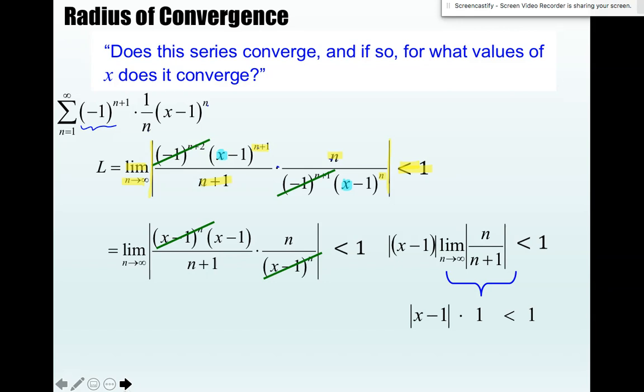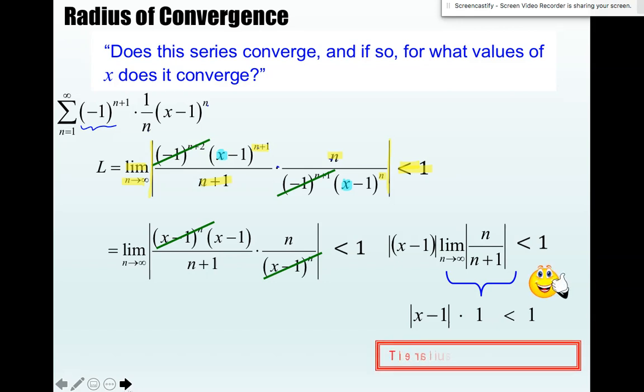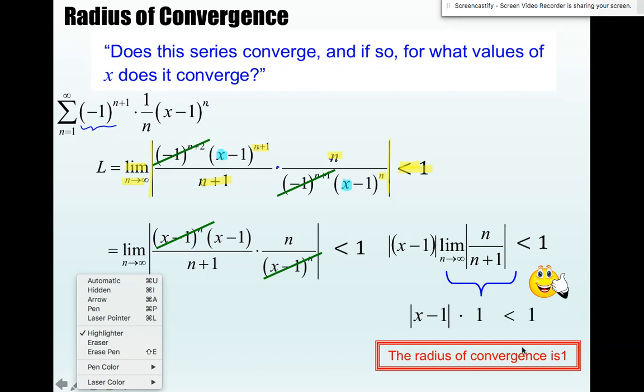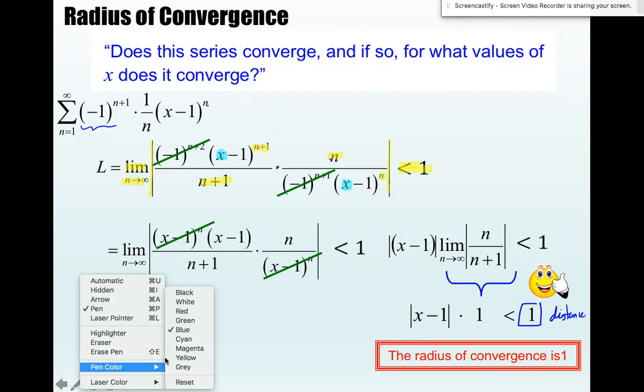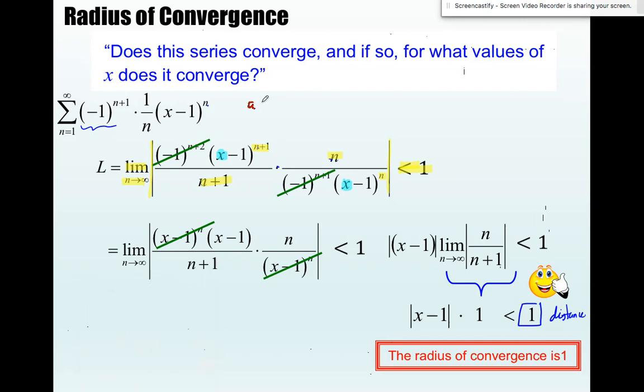What's your radius of convergence? 1. From where? By the way, where's my center? I forgot to ask you. So this is my radius of convergence. That is a distance, absolute value distance from the center. What's my center? Go up to the original. You can see hopefully that my center is 1.